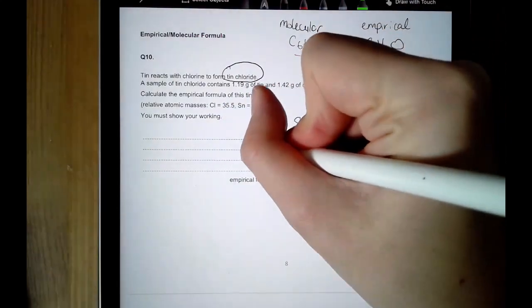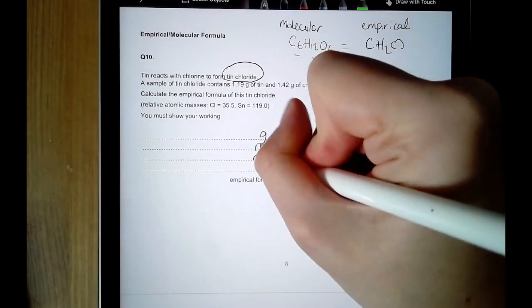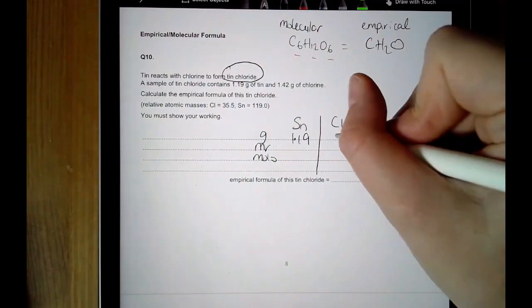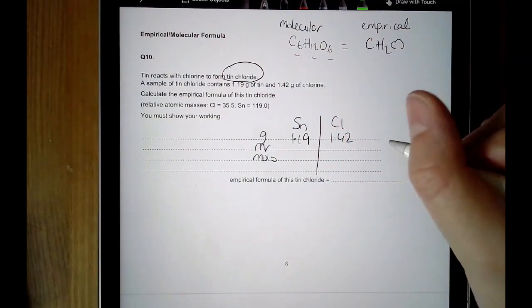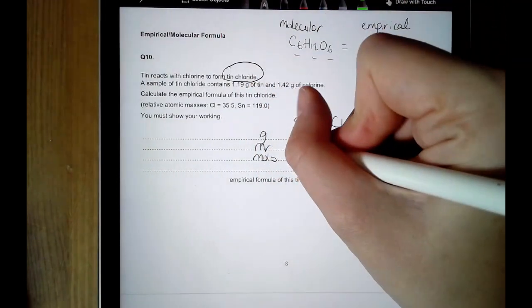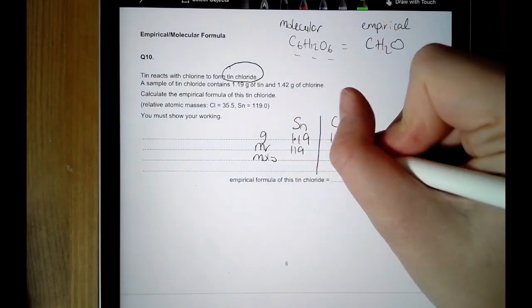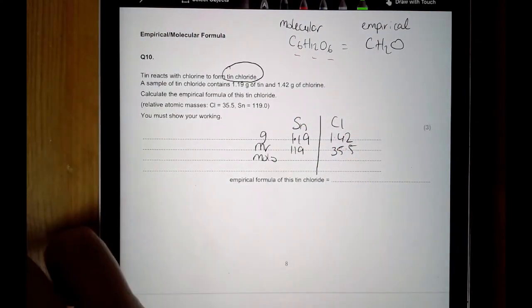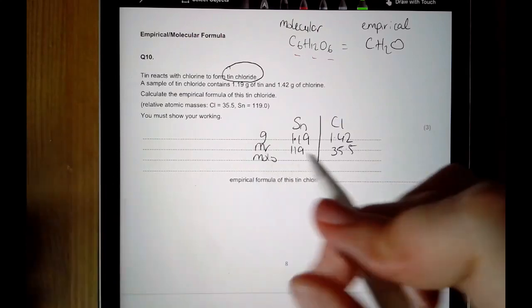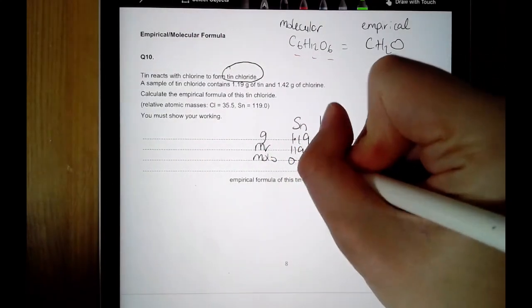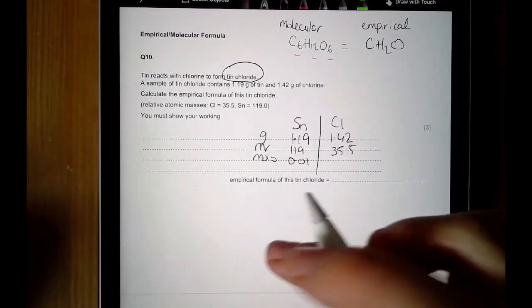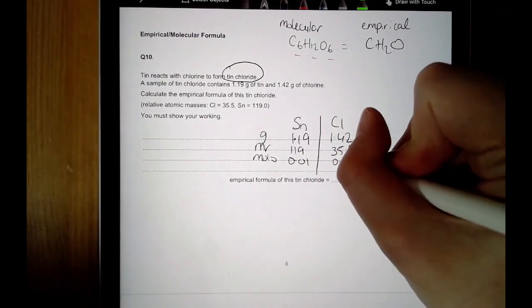Then I just do my G, Mr, moles, okay? I'm given 1.19 as my mass for tin, 1.42 as my mass for chlorine. I'm told the Mr is 119, and I'm told here it's 35.5. So if I work out my moles, I'm going to get an answer of 0.01 for tin, and I'm going to get a 0.04 for chlorine.